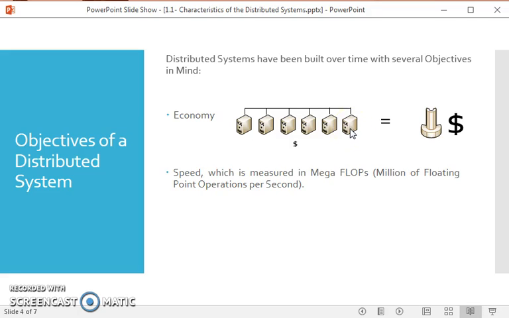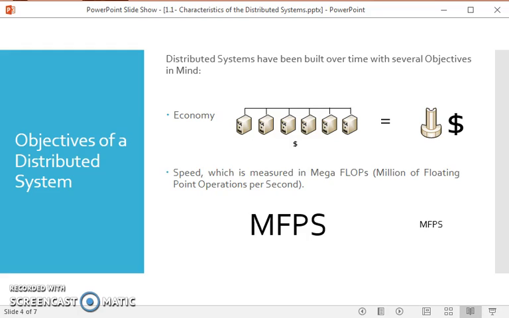And in many cases, those small computers, once we add all of their megaflops together, are more powerful than one single supercomputer. So the number of megaflops produced on the left by a collection of computers connected between them is larger than the number of megaflops that one larger supercomputer can provide. So two of the first objectives of a distributed system are economy and speed. A collection of computers working together are normally cheaper and more powerful than one single large computer.